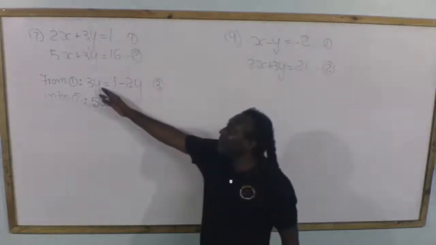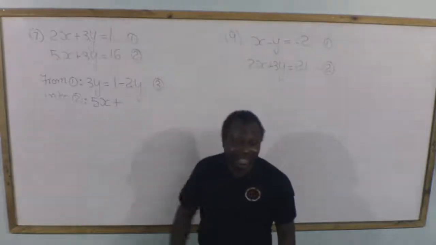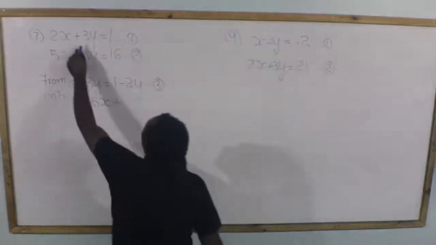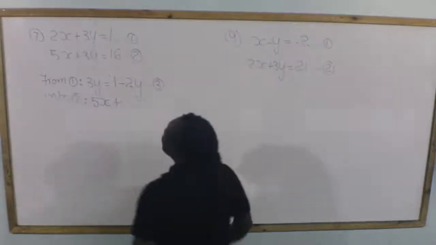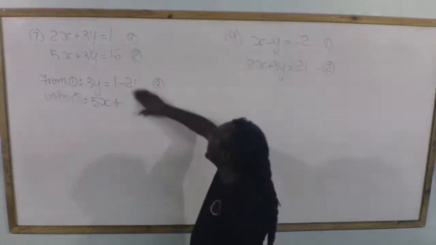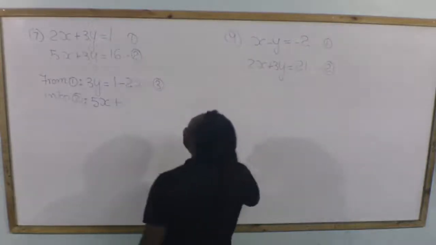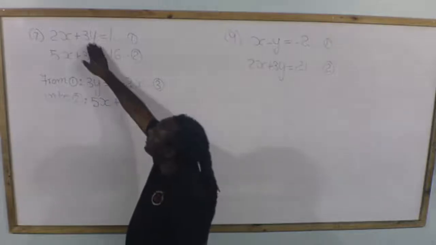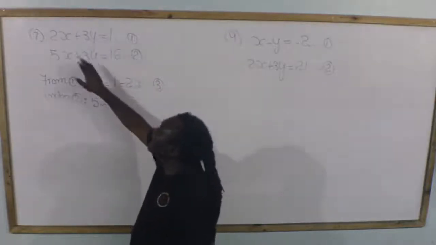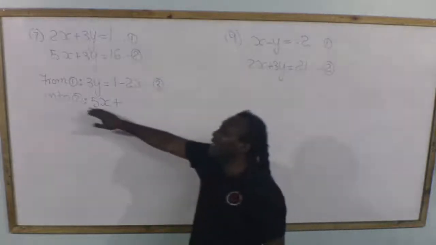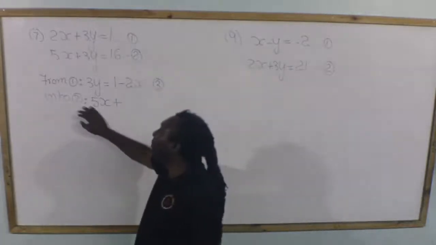Let's go back to this. Because 3y cannot be equal to 1 minus 2y. Let us correct that. What should that be? 3y is equal to 1 minus what? That's not it. 1 minus 2x. So from here, 3y is equal to 1 minus 2x. That's correct now. Then we're going to put that into equation 2.